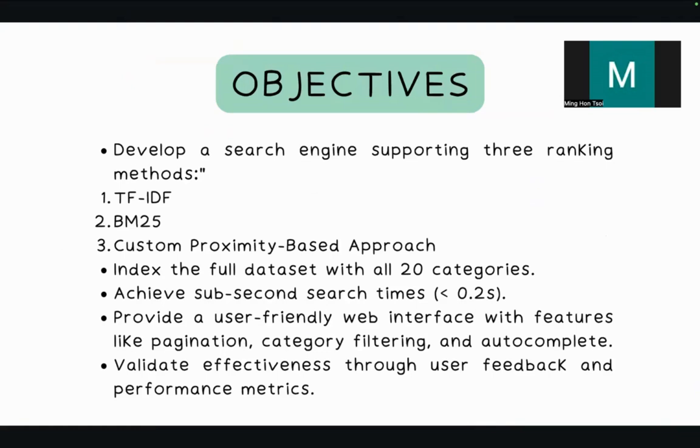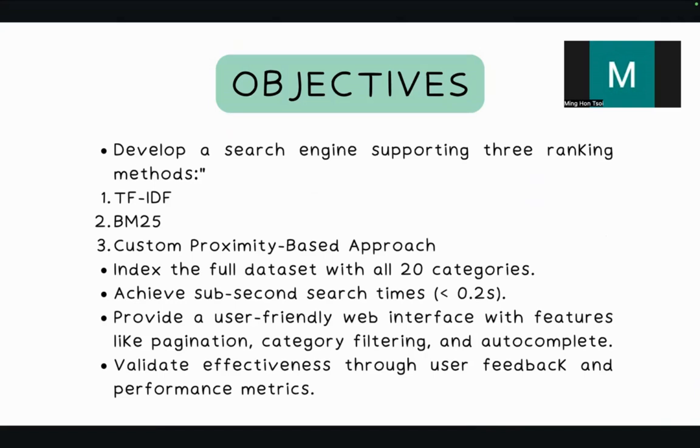Jumping to the objectives, they are clear. First, I aim to develop a search engine supporting three ranking methods. I also wanted to index the full dataset with 20 categories, achieve sub-second search times of less than 0.2 seconds, and provide a user-friendly web interface with features like pagination, category filtering, autocomplete, and query suggestion. Finally, I validate the system's effectiveness through user feedback and performance metrics.